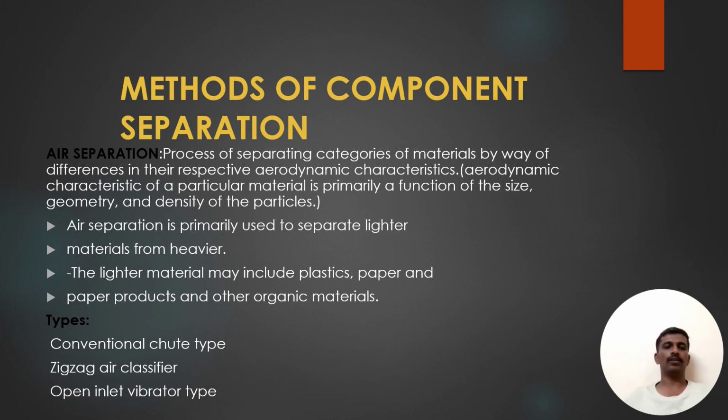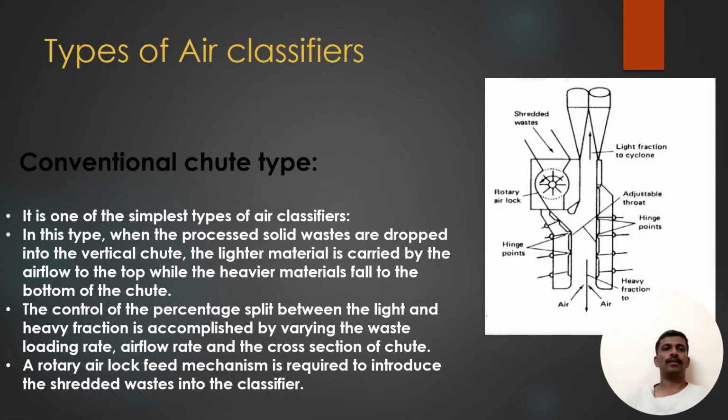Types of air classifier: conventional vertical chute type, zigzag air classifier, and vibrating type. The conventional chute type is one of the simplest types of air classifier.